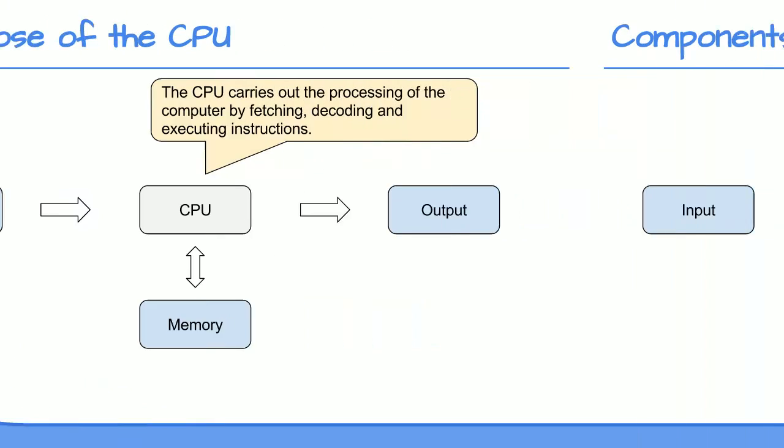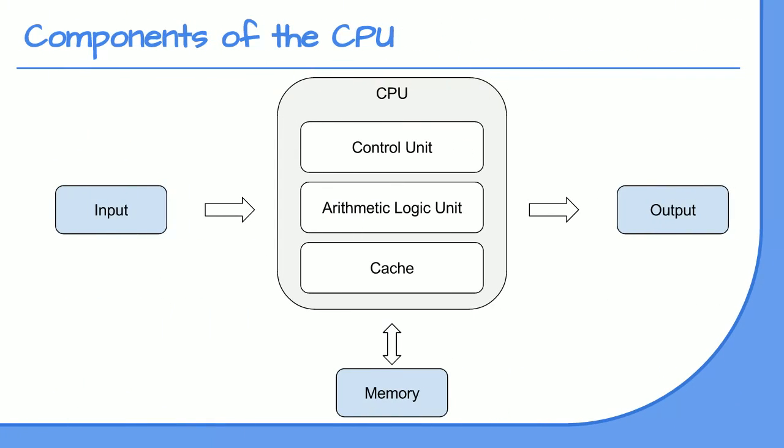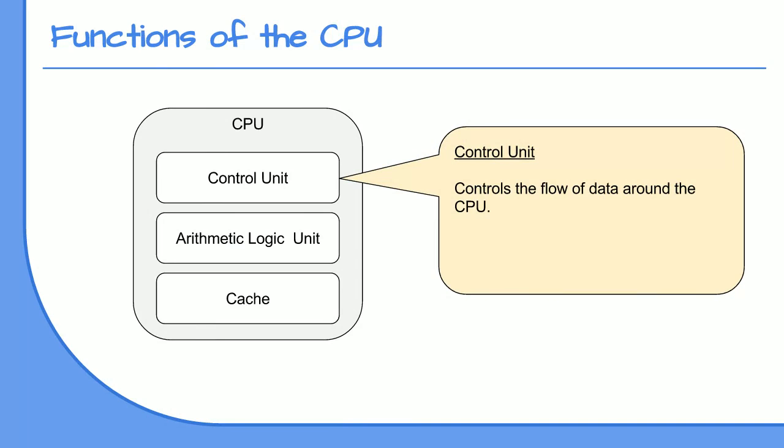So let's look at the main components. The main components of the CPU are the control unit, the arithmetic logic unit, often abbreviated to the ALU, and the cache. First, let's look at the control unit. So the control unit has a very important job. It controls the input and output of data, as well as the flow of data around the CPU.